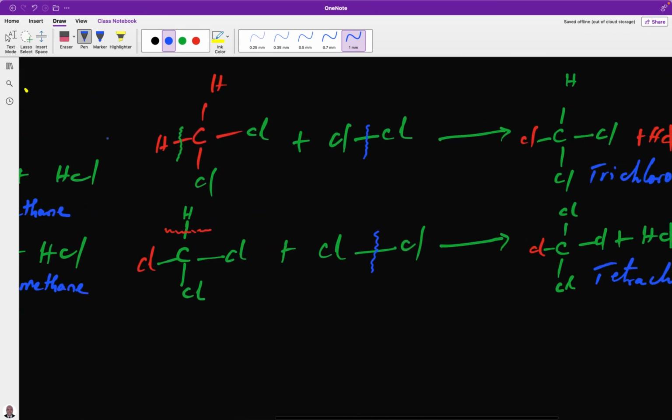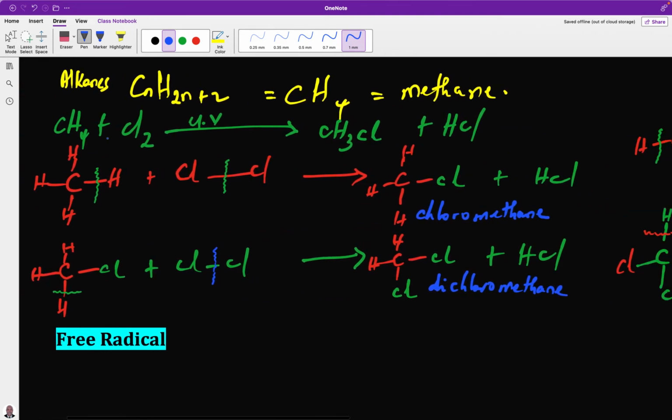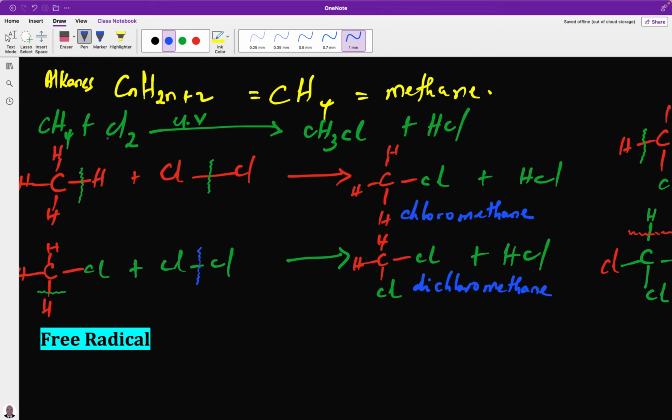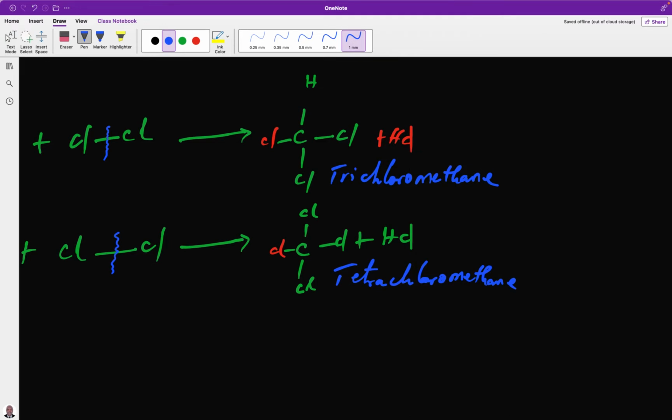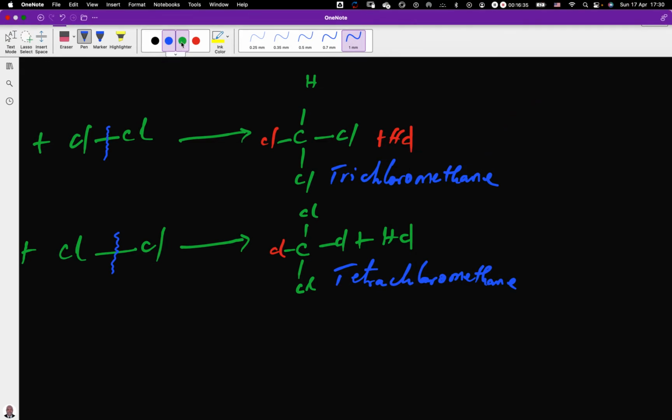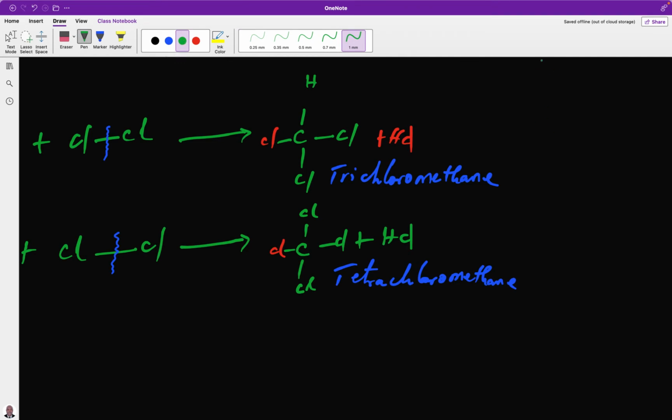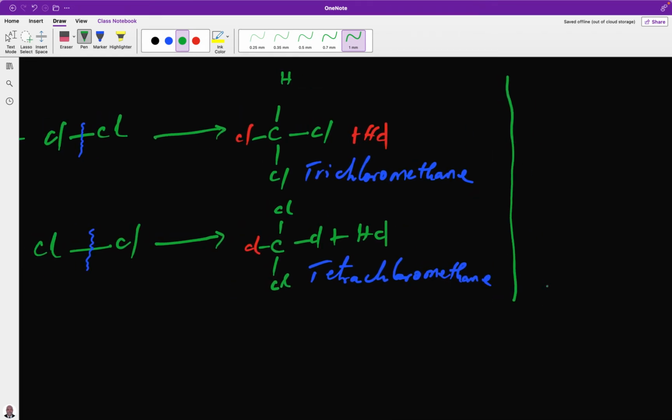The same procedure goes with ethane. If you go to ethane, you have the same procedure. For example, if I was to use ethane here, this is what you will see in ethane. The ethane molecule will be C2H6, then plus chlorine molecule.